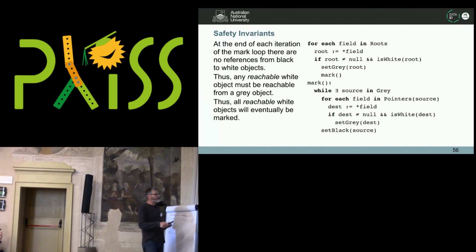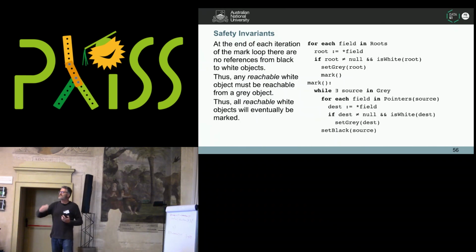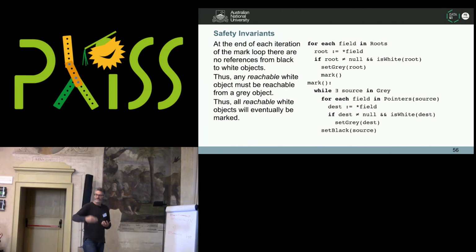And from that, we can say that any reachable white object must be reachable from a gray object. It's the gray objects that represent a frontier, if you like, or a wavefront in the progress of the collector to finding all of the reachable objects in the heap. So this implies that all reachable white objects will eventually be marked by this process, by pushing this invariant through across each step of the collector.